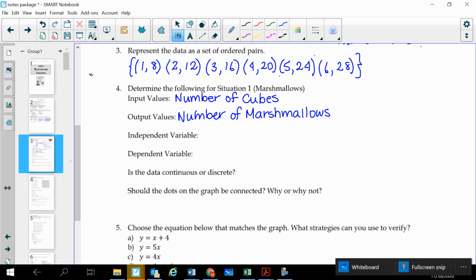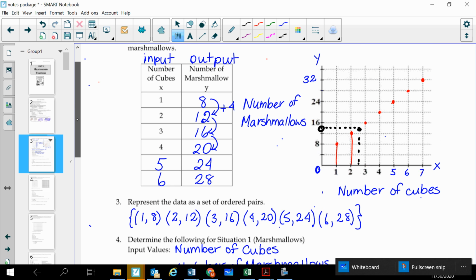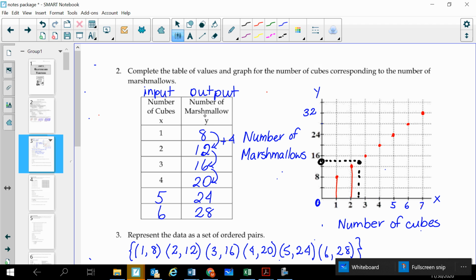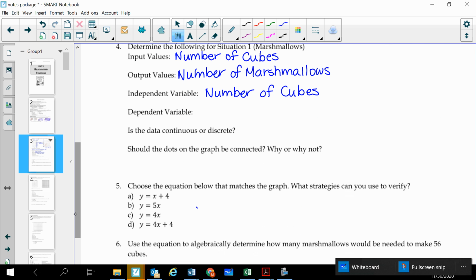The independent variable is going to be the number of cubes. The dependent variable, the number of marshmallows, depends on the number of cubes. The more cubes we have, the more marshmallows we have. So our dependent variable is the number of marshmallows.